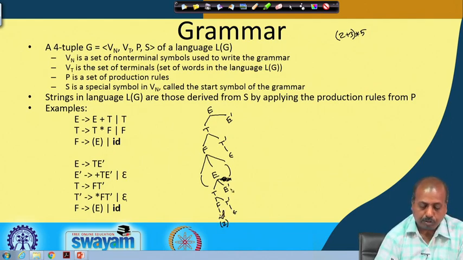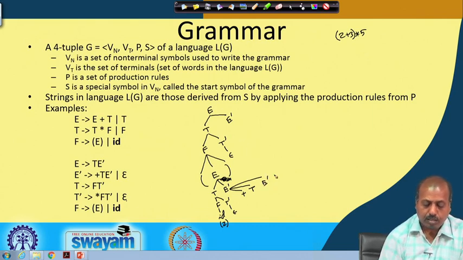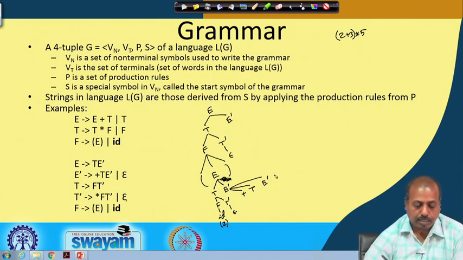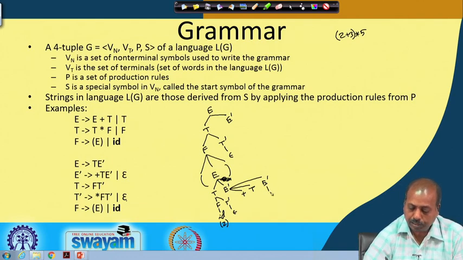Now from this E dash, I will do plus T E dash, and now this E dash part can be made to epsilon, and then this T will be giving me F T dash, and then this T dash will give me epsilon, then this F can give ID, which is equal to 3 in our case.